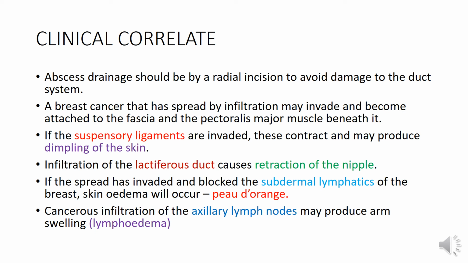Then if the spread has involved and blocked the lymphatics of the breast, that's the subdermal lymphatics of the breast, skin edema will occur and it will result in peau d'orange. Then cancerous infiltration of the axillary lymph nodes may produce arm swelling known as lymphedema.